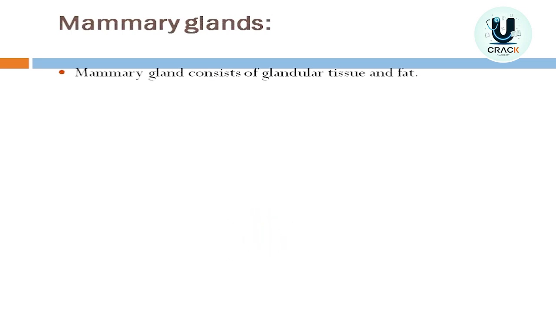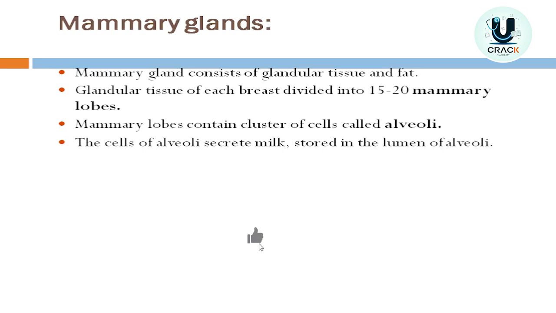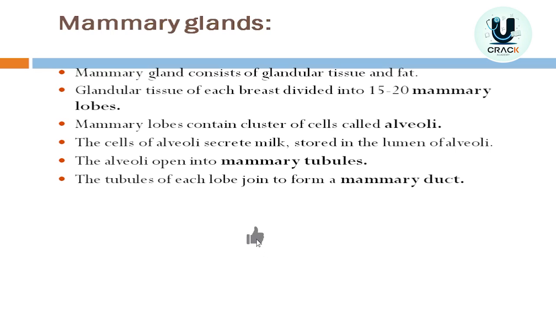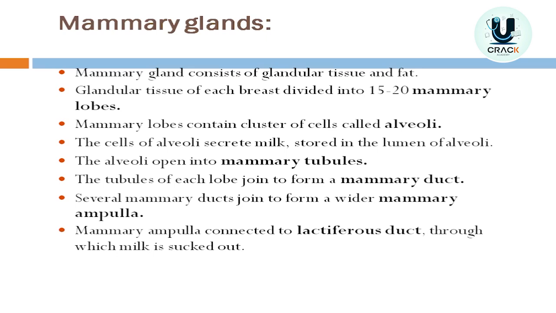Mammary gland. Mammary gland consists of glandular tissues and fat. Glandular tissues of each breast are divided into 15 to 20 mammary lobes. Mammary lobes contain clusters of cells called alveoli. The cells of alveoli secrete milk, stored in the lumen of alveoli. The alveoli open into the mammary tubules. The tubules of each lobe join to form a mammary duct. Several mammary ducts join to form a wider mammary ampulla, connected to the lactiferous duct, through which the milk is sucked out.